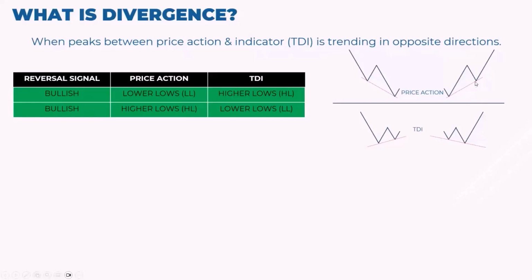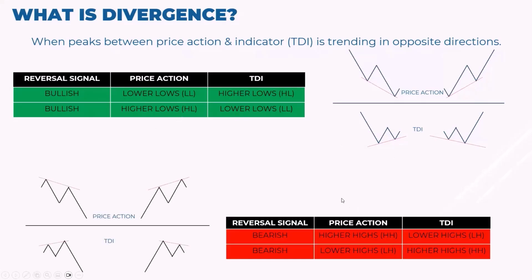And whenever you see that divergence, regardless of the direction, let's say price pushes down further and the TDI stays higher, that divergence is a signal that it's going to reverse and go in the opposite direction. So price action is creating lower lows while TDI is creating higher lows, or price action is creating higher lows while TDI is creating lower lows.